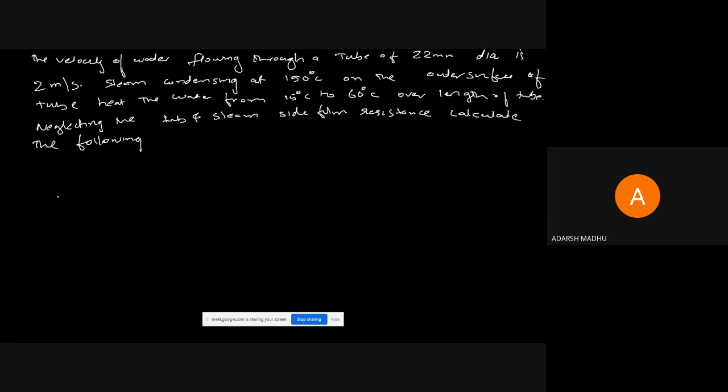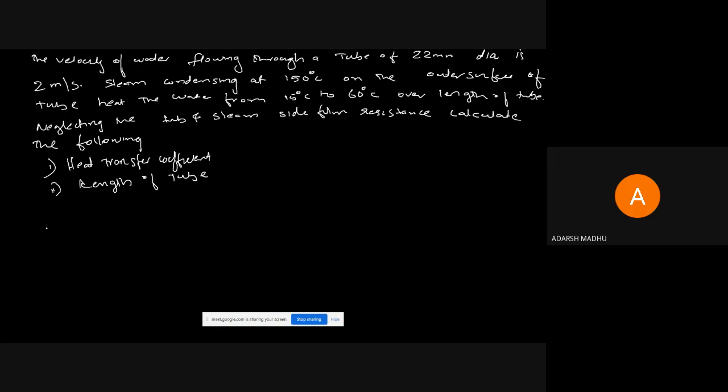First one, heat transfer coefficient h bar, and second, the length of the tube.